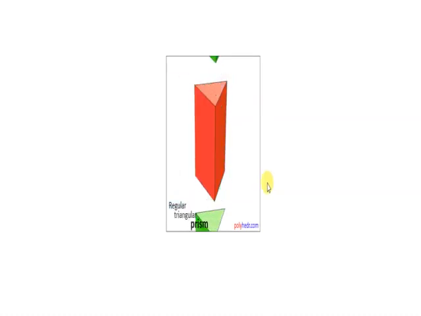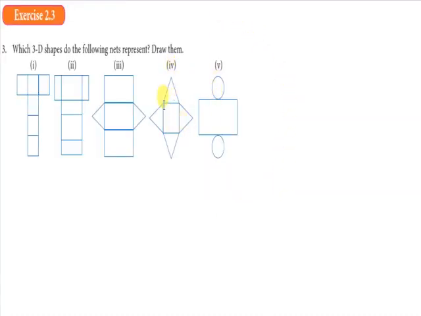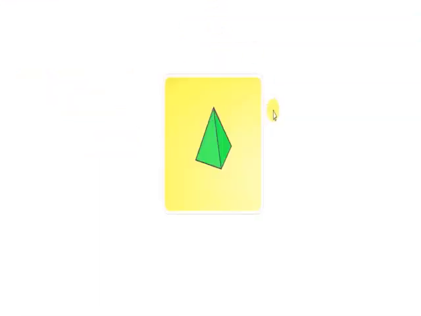Then we go for the fourth diagram. There is a square here, with four triangles. You have to fold like this, right? When you fold, you will get a square pyramid. So close it like this, and you will get a square pyramid.